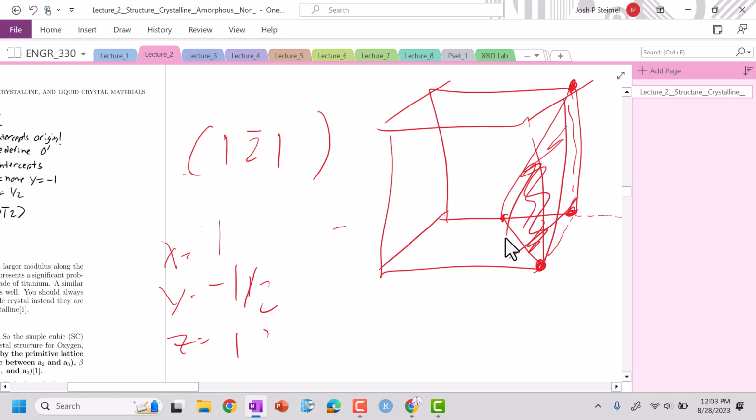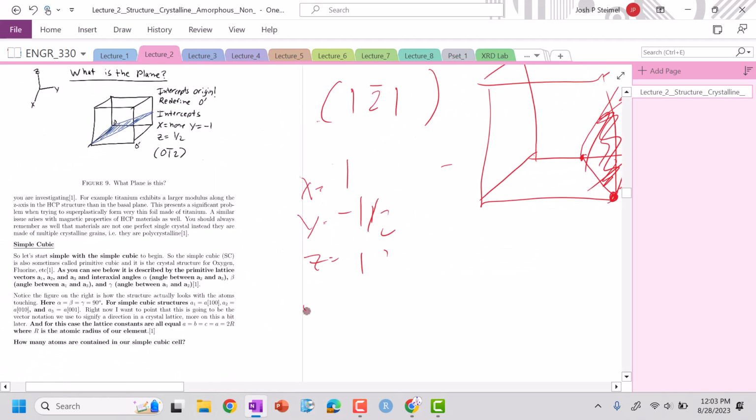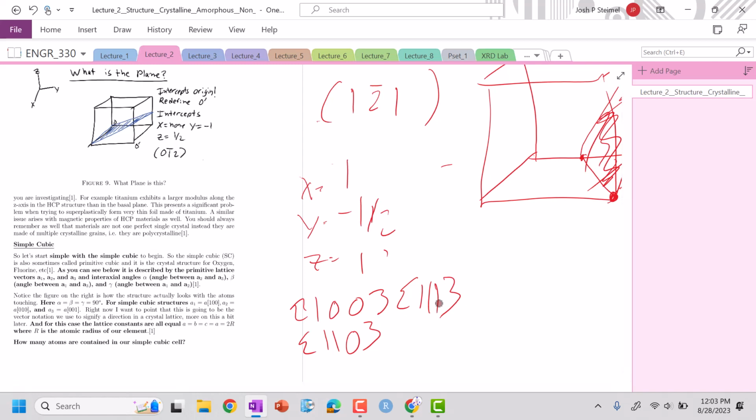Planes shouldn't be too disconcerting. And it's the same thing. We have a family of {1 0 0} planes that are crystallographically equivalent. We have a family of {1 1 0} planes that are crystallographically equivalent. We have a family of {1 1 1} planes that are also crystallographically equivalent. So these are directions and planes.